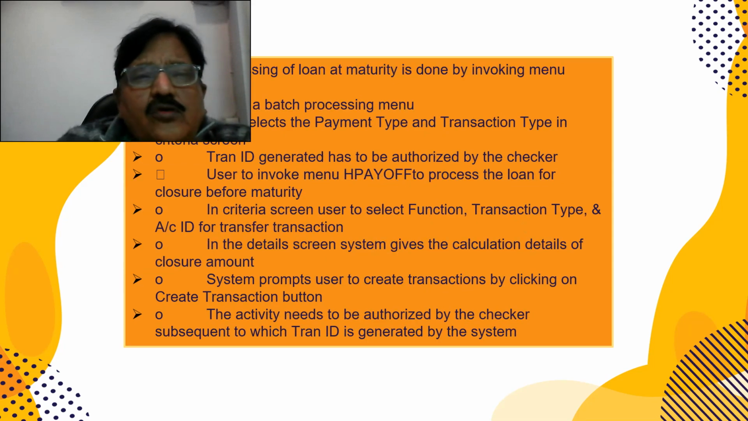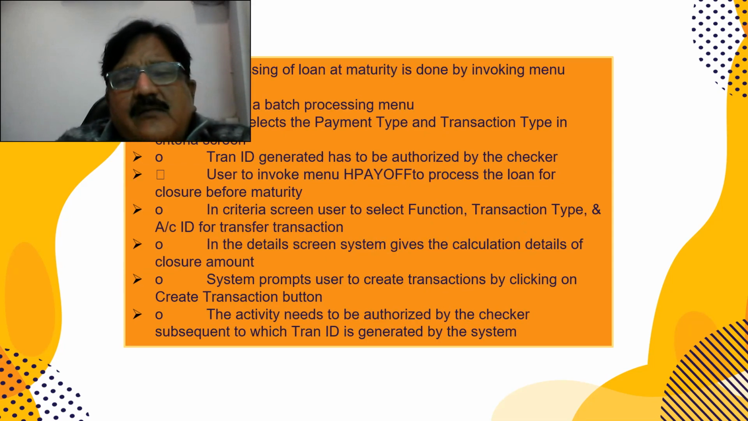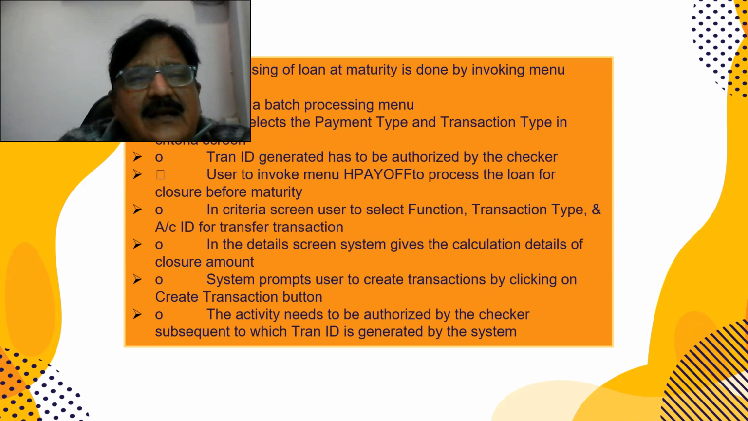And if you want to process a loan amount on maturity, it is done by invoking menu option HLAMTP. Again, the batch will be run and you can print the report, you can view the report. Then the user will invoke HPAYOFF for closing the account, right? For loan closure before maturity, HPAYOFF.